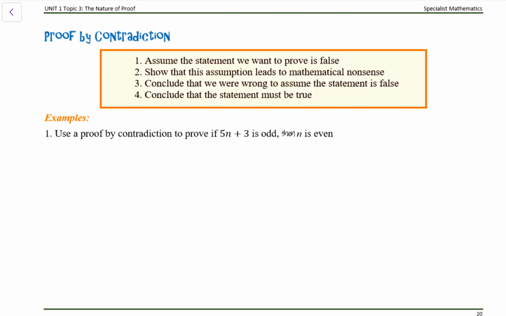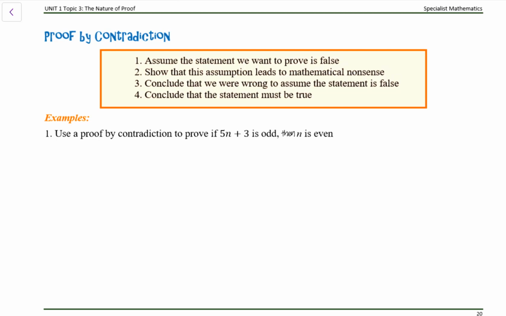Now, what we do here, we assume the statement we want to prove is false. Show that this assumption leads to mathematical nonsense. Conclude that we were wrong to assume the statement is false. So therefore conclude the statement must be true. Okay? So if we look at this example, use a proof by contradiction to prove 5n plus 3 is odd.